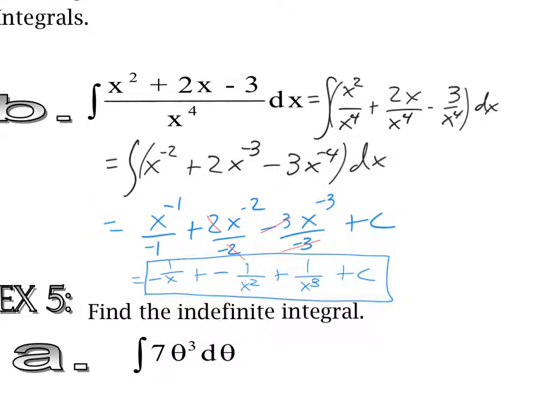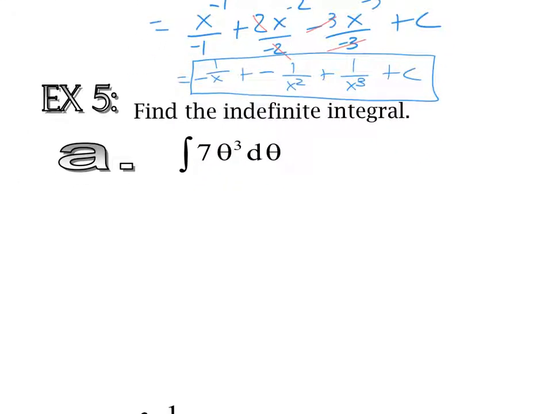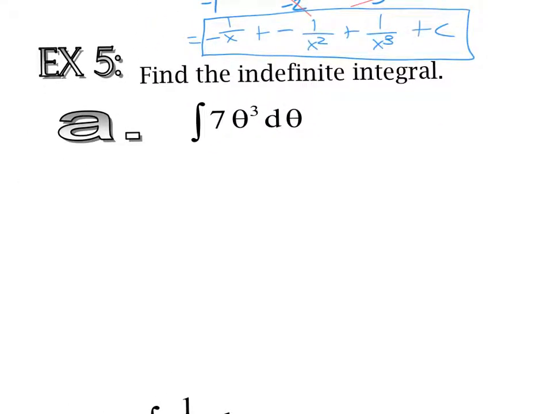So hopefully you're seeing this pattern of trying to simplify the problem before we take the antiderivative. If we try to take the antiderivative of this, it's far more complicated. So, all right, let's go to example 5. What happens if they change this on us? Well, it's no big deal. As long as we're still doing it with respect to our variable, everything's really the same.